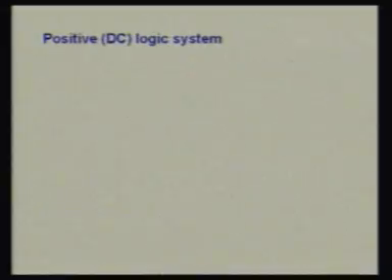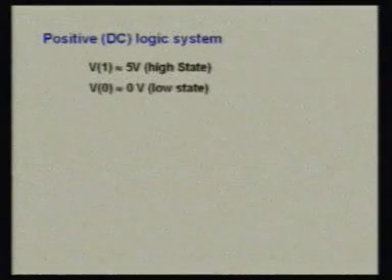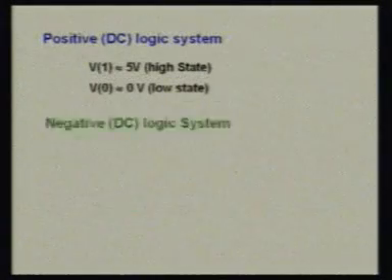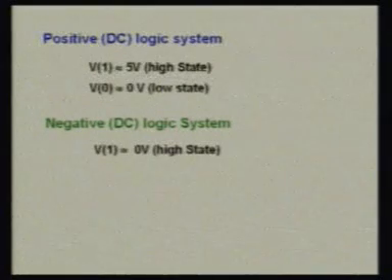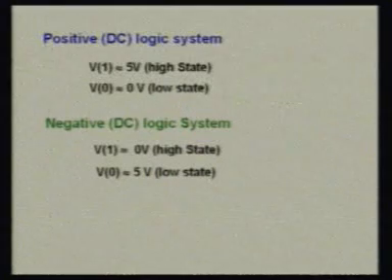Now if we recollect all the information, for the positive DC logic system, in further discussion we will assume the 1 state, the higher state, as 5 volt, and the lower state, that is the 0 state, as 0 volt. And in the negative DC logic system, we have the 1 state, the higher state, as 0 volt, and the lower state as 5 volt. In our next discussion, we will assume only the positive DC logic system.